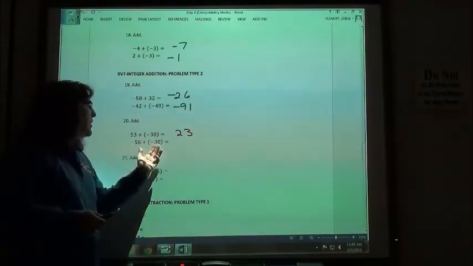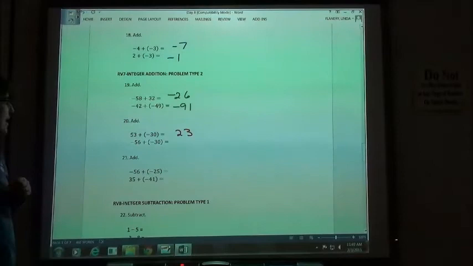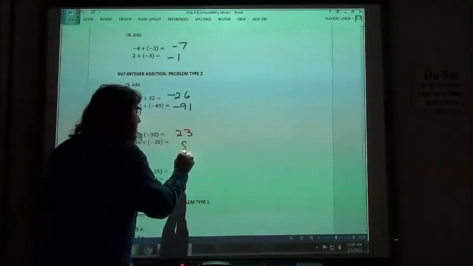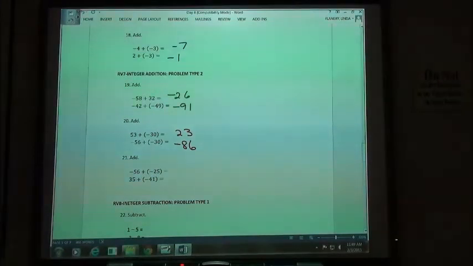Negative 56 plus a negative 30. Both of them are negative. I add and keep the sign. So adding those, I get 86. I keep the sign, so negative 56 plus negative 30 is negative 86. Go ahead, do number 21 there.